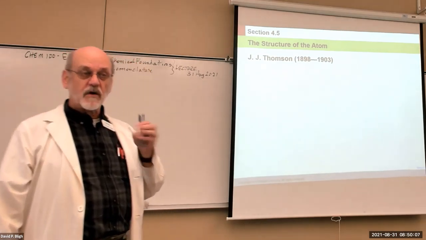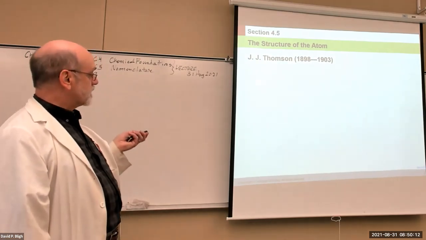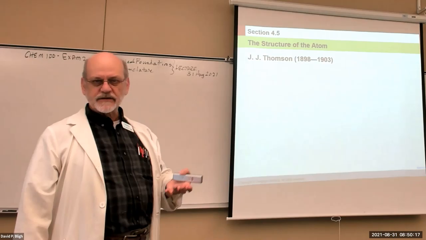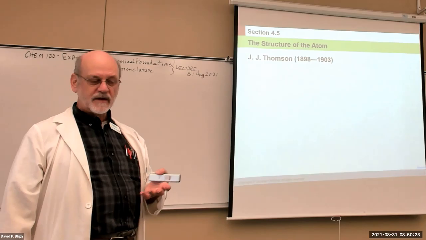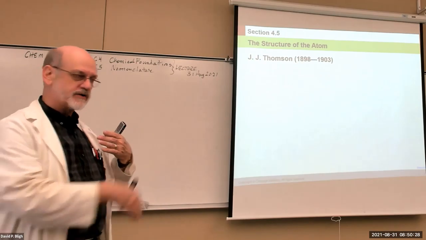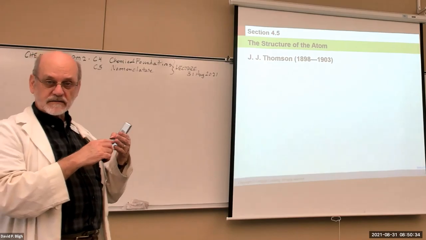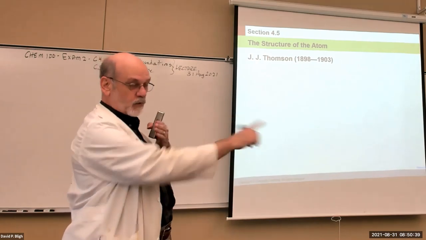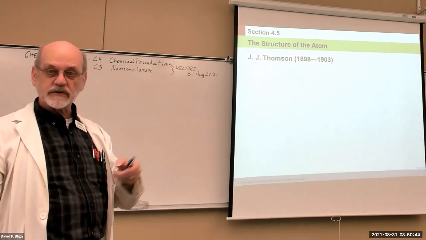But some scientists eventually wanted to know what this was all about, right? So J.J. Thomson did some experiments with a new device called the cathode ray tube. It's a fully or partially evacuated tube with a cathode on one end and an anode on the other end. And the cathode was negatively charged, the anode was positively charged, and with a high enough voltage, you could see a beam between one and the other if there was enough gas left in the tube. And Thomson wanted to understand what that was composed of.